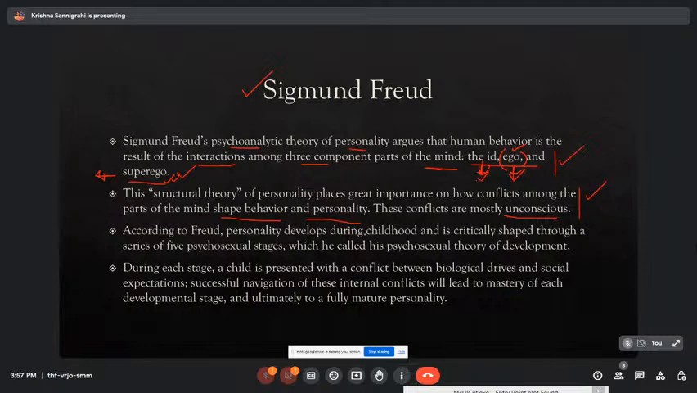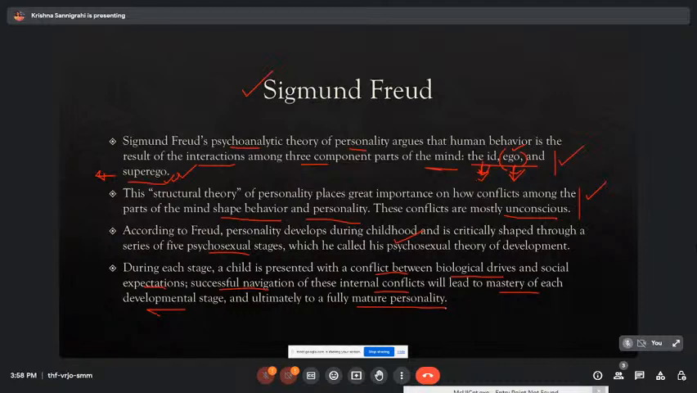Now Freud says that personality develops during childhood and is critically shaped through a series of 5 psychosexual stages, and it is actually referring to his theory of development. During each stage, a child is presented with a conflict between biological drives and social expectations. Successful navigation of these internal conflicts will lead to mastery of each developmental stage and ultimately a fully mature personality. So we see that Freud is actually talking about the way in which the personality of an individual is developed.